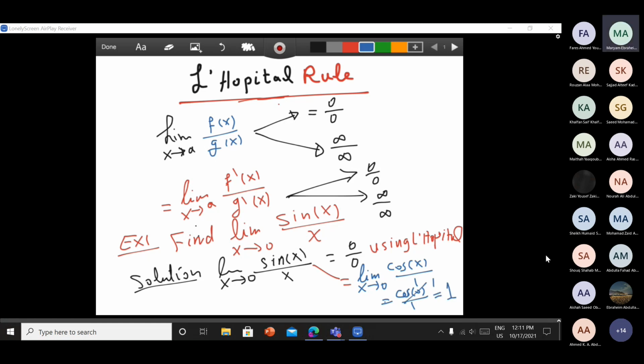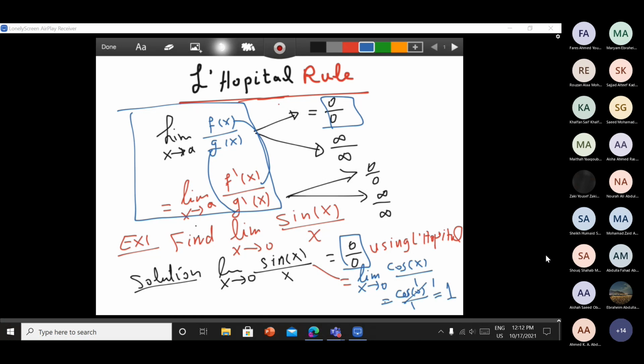Why did I write sine? Sorry? The derivative of sine is cosine. I'm using L'Hopital rule. If I substitute and I have 0 over 0, as I have it here, I differentiate the numerator and differentiate the denominator, right? The derivative of the numerator, sine x, is cosine x. The derivative of the denominator, x, is 1. Now I am substituting, cosine 0 is 1, and 1 over 1 is 1, right? Let's have another one.